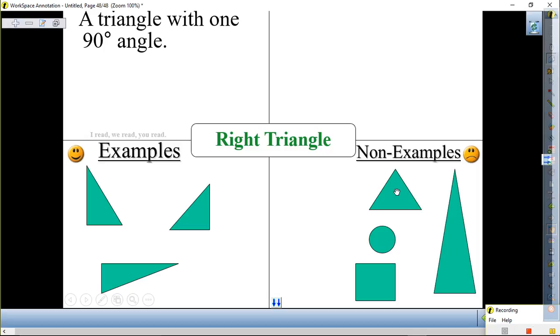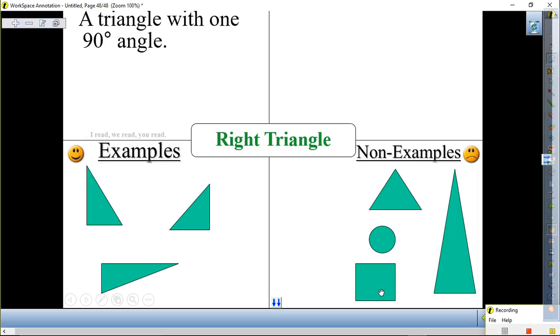Charlie? The short one is not a triangle because... No, I'm talking about these two right here. It's not a right triangle because it's an equilateral. An equilateral, okay. You don't have any right angles, okay. How about this one right here? Matthew? It's a triangle without the 90 degrees. Okay. How about this one right here?